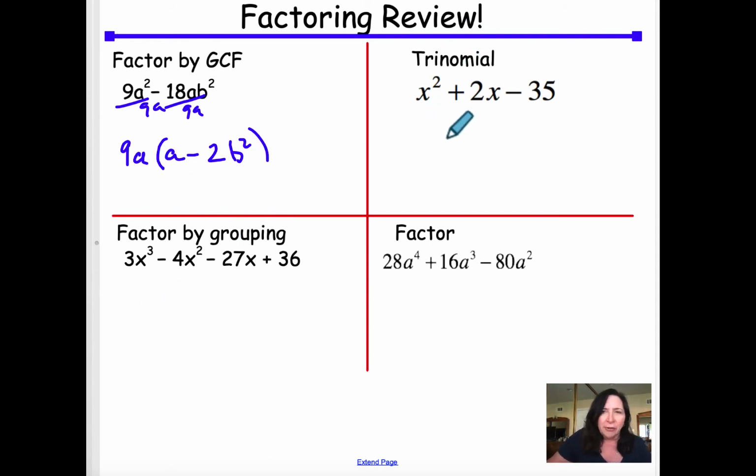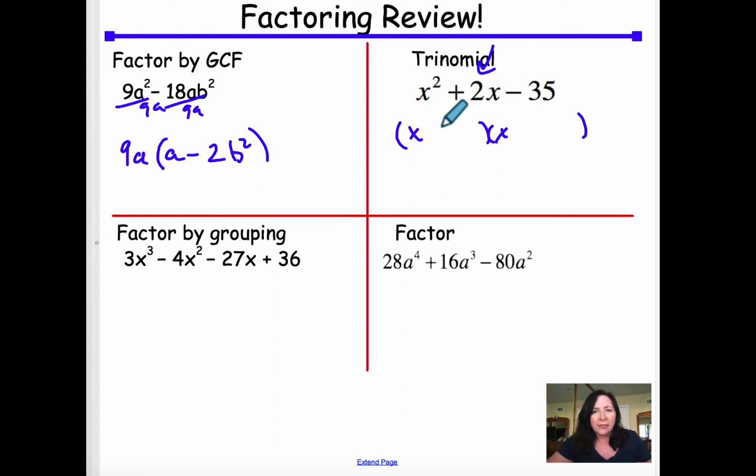So this one is factoring a trinomial. Now I know some people do a different type of factoring, which is completely fine. I use just factoring this way, although I am going to show you a different way to do this. This is x times x makes x squared. To make 35, options are 1 times 35 and 5 times 7, which I'm going to use, because one of those is going to multiply and add up to be 2.